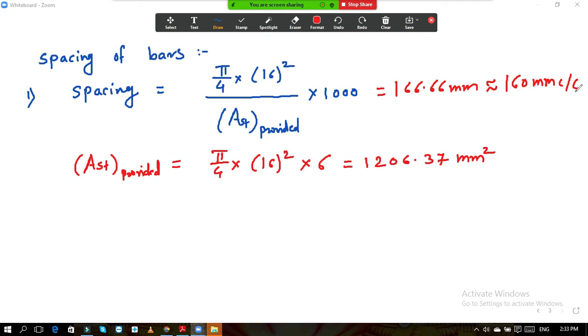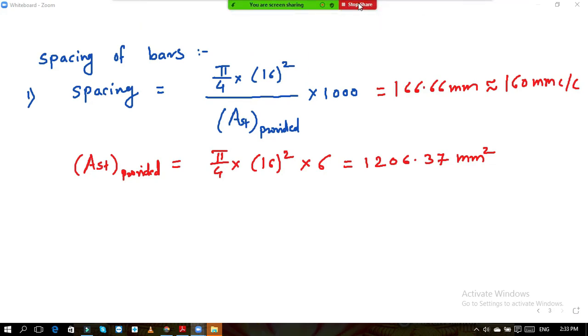So you know the second criterion is spacing equal to 3D, 3 into effective depth, and in no case should the spacing exceed 300 mm. Okay. So whichever is the least of these three, we will pick up as the spacing. So for today we will stop here. In the next lecture we will see the further calculations.